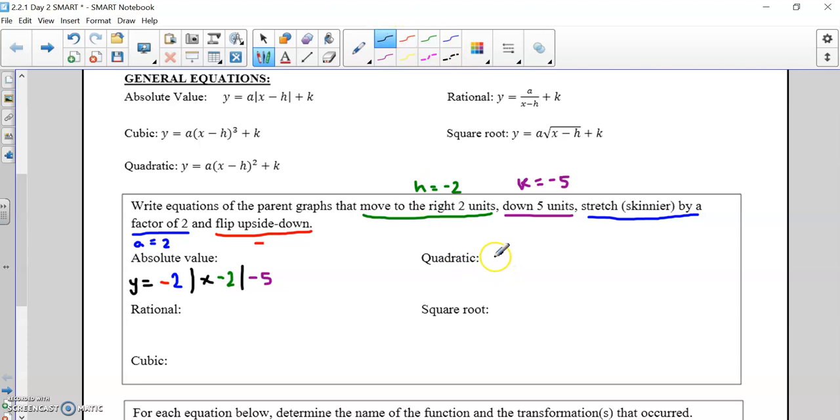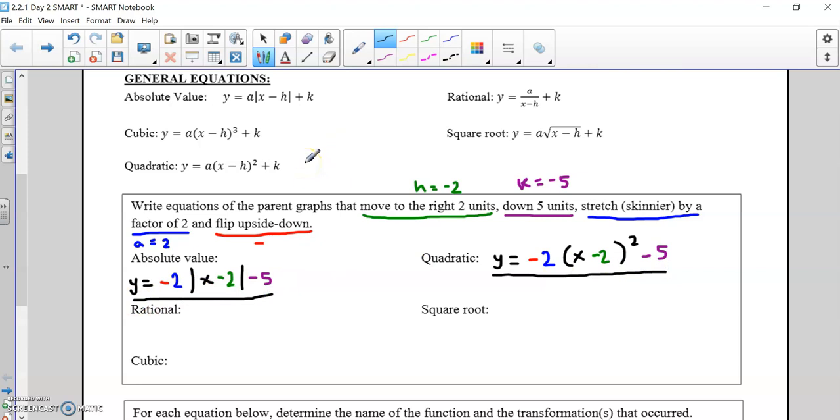All right, moving on to quadratic, the one you guys are already pros at. Okay, again, we need that negative sign up front. A goes first. And with quadratics, we have our parentheses and the squared symbol. So let's go ahead and do that. All right, next comes H. Ours is -2. And our K is -5, so I'll put a -5 on the end here. All right, and that's it for that equation. Just underline these.